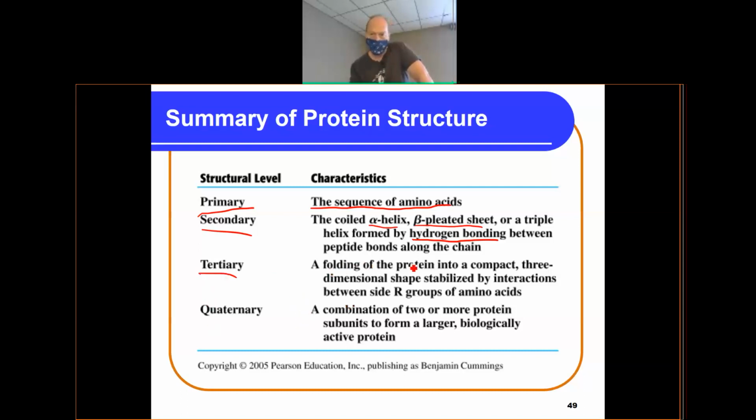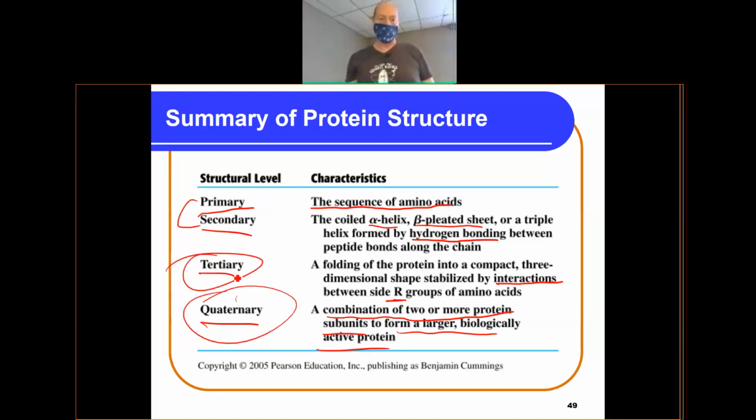Your tertiary is the folding of the protein into a compact 3-dimensional shape, right? And these are interactions between your side R groups. So you have your 2 nonpolars interacting, your 2 polars interacting, your acids and bases reacting to form a salt. And then your quaternary structure is simply the combination of 2 or more protein subunits that form a larger biologically active protein. All right, so you should be very familiar with primary, secondary, and somewhat familiar with the tertiary and quaternary.